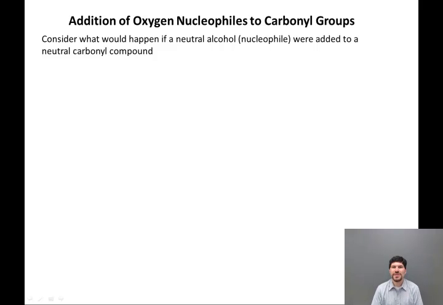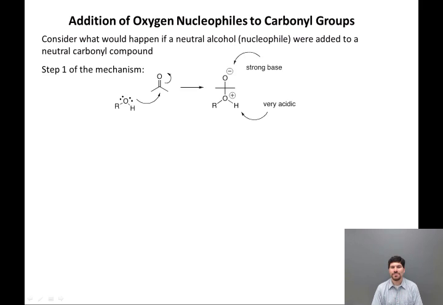In this video, we begin to discuss the reactions of oxygen nucleophiles with carbonyl groups, something that will occupy our attention for several videos. To start with, I would like us to consider what would happen if a neutral alcohol serving as a nucleophile were added to a neutral carbonyl compound. An example of that would be the addition of an alcohol such as methanol to acetone.